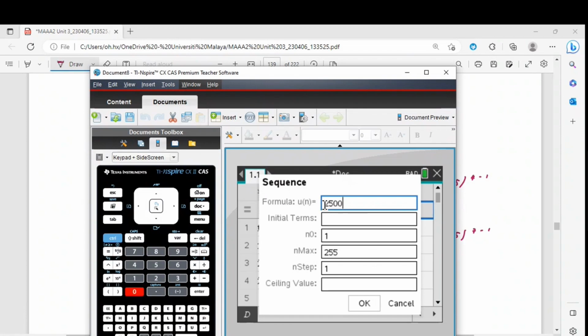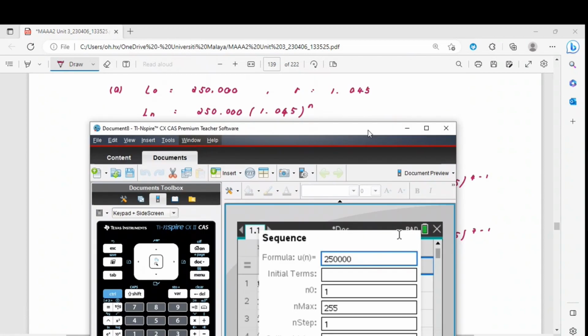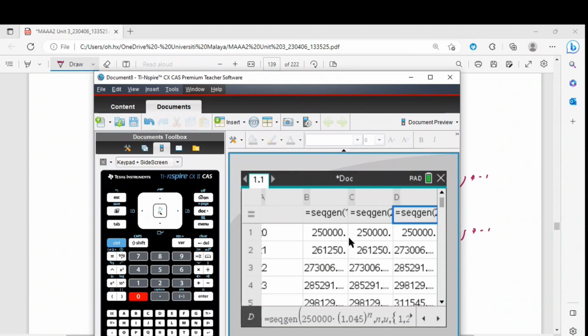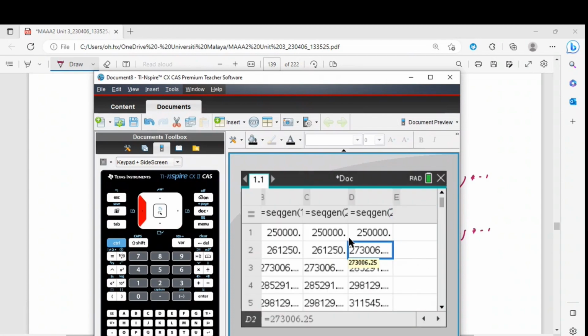So, 250,000, multiplied by 1.045, and then power n. For the initial term, I still put 250,000. But for the N0, I didn't change it to 0 like just now; I accidentally put it as 1. You see that your second term will actually be wrong. You will have a difference in the numbers, which is not correct, because the sequence will skip your first term due to some mathematical issue in how the calculator substitutes, which I'm not going to discuss here.